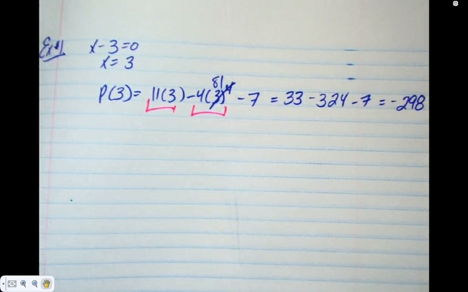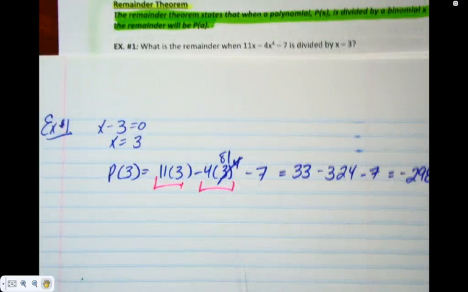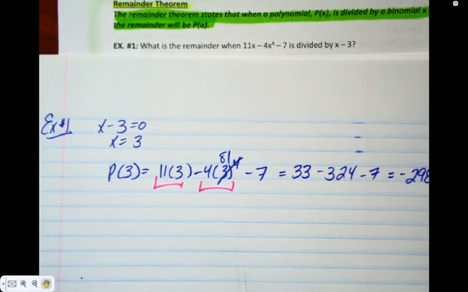All remainder theorem is saying is when you divide that polynomial by that binomial, you get a leftover of negative 298. Wow. It's just a quick way to do the remainder without doing all the division. It's going to save you work once we get down to the factoring.